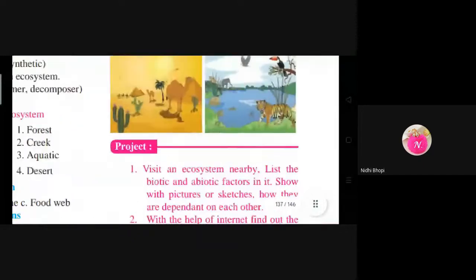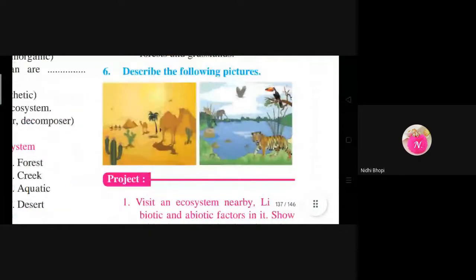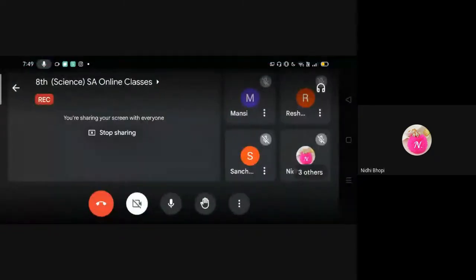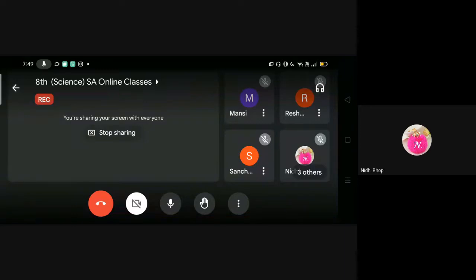Can you describe the picture? One is desert. Another is a forest. Can you describe any one? It's so simple now. Even a third or fourth standard student can answer. I will show you the picture. You just have to describe. Can you? Yes, ma'am.